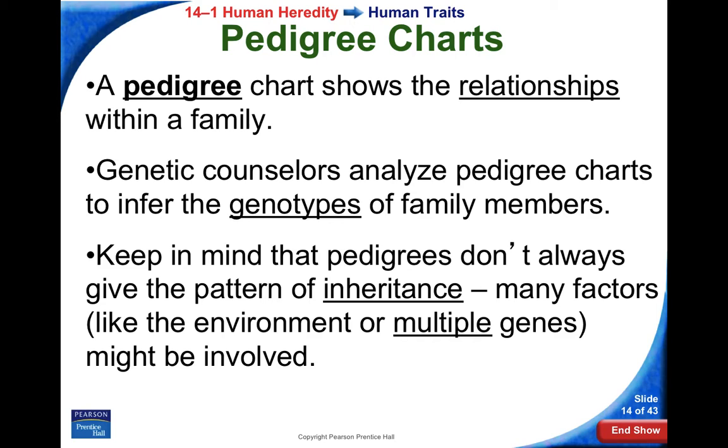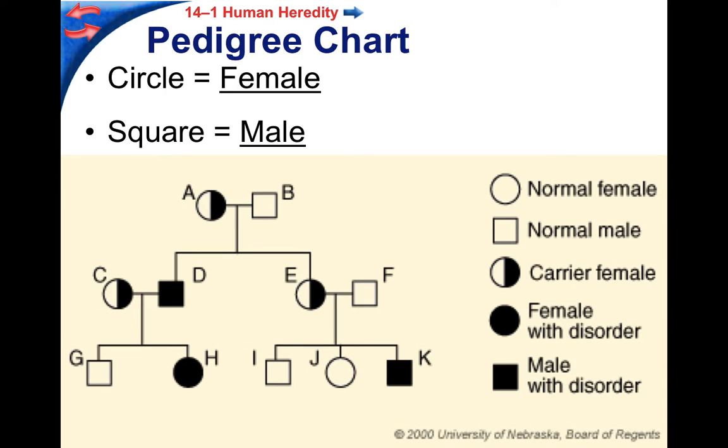Now, I want you to keep in mind that pedigrees don't always give you an exact pattern of inheritance, because they could be influenced by the environment, they could be influenced by multiple different genes, but we're going to tend to look at simple examples where we can figure out the pattern of inheritance. Okay, so when you make a pedigree, it's going to look like the one in the bottom left-hand corner of the screen.